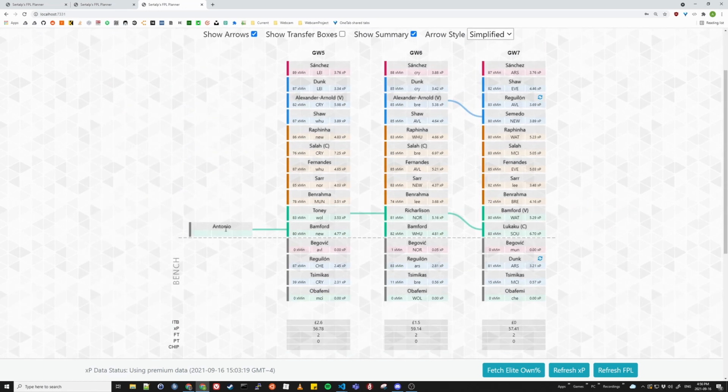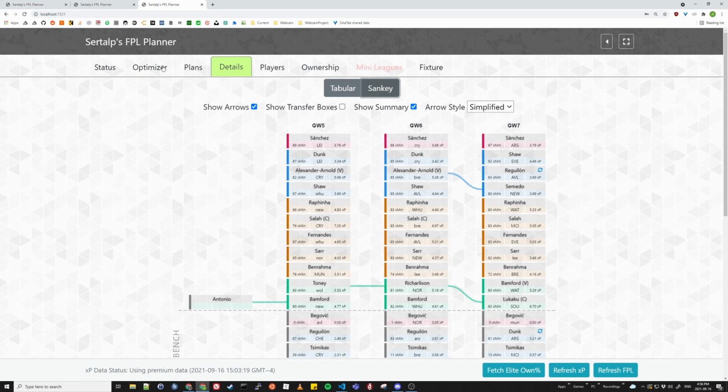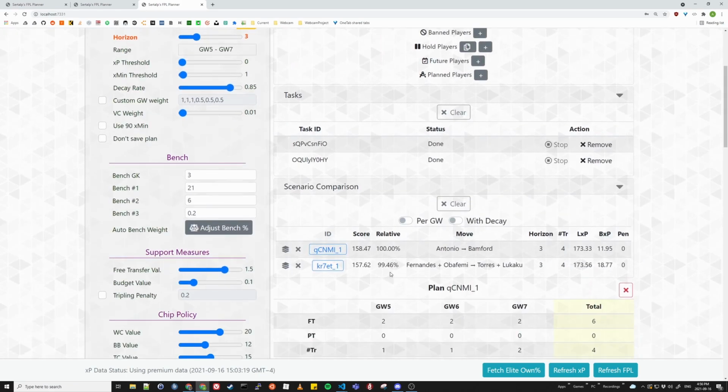And the good thing is you can actually click on it and see what the plan looks like. If I sell Antonio and get Bamford, then next week it sells Tony and gets, oh wow, Richarlison, and then Lukaku for game week 7. Richarlison, wow. That's a maverick. Yeah, I was going to say. Bloody hell.